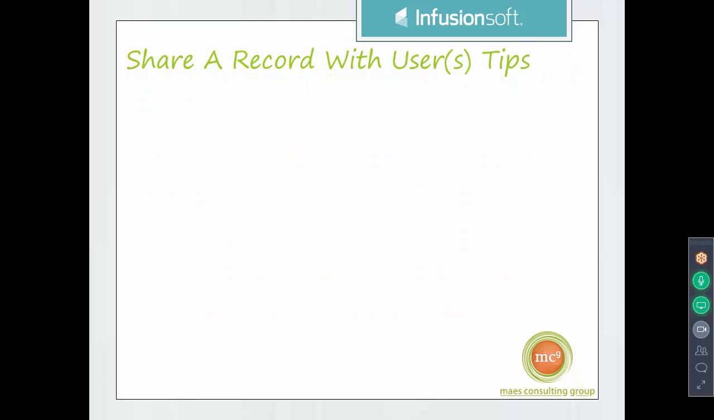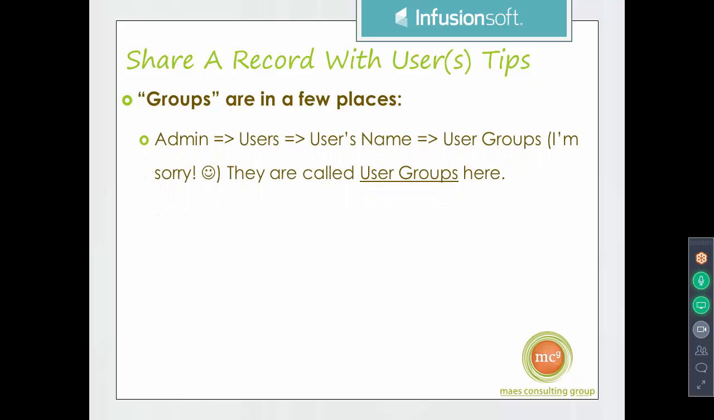There's one little thing I want you to know about that particular action set, and it falls into tips as well. Groups are in a few places in Infusionsoft. My little clever symbol for an arrow, that's a click. So from admin, you'd go to users, and then from users, you'd go to the user's name, and then from the user's name, you'd go to user groups. Those are all different clicks in Infusionsoft. So I'm apologizing because, as you can tell, I'm all for less clicks. But to find the groups, this is what you have to do.